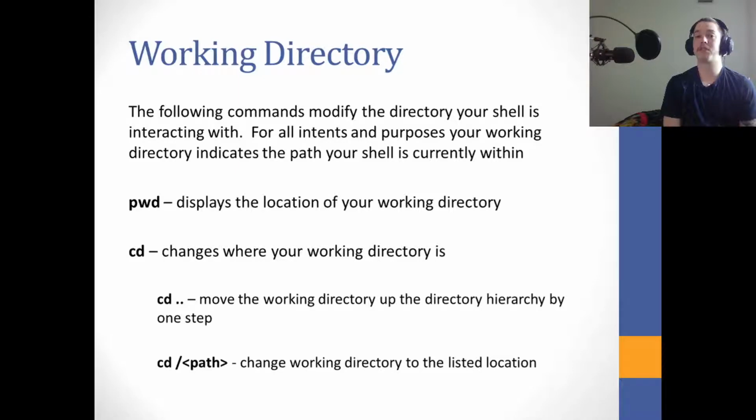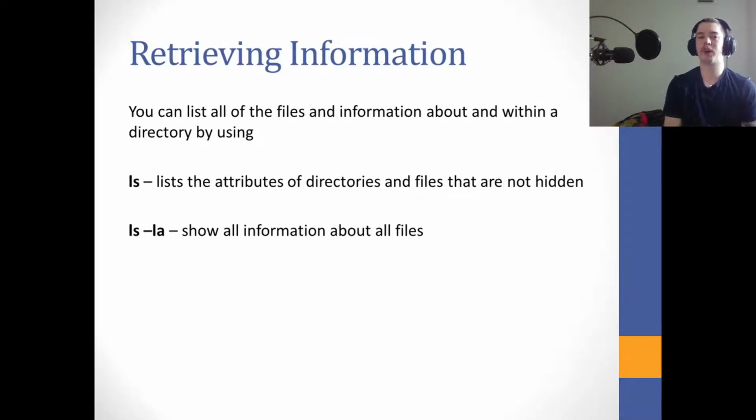And in the working directory, the following commands modify the directory your shell is interacting with. For all intents and purposes, your working directory indicates the path your shell is currently within. pwd displays the location of your working directory. It looks like it would say password, but it actually just displays the location of your working directory. cd changes where your working directory is. You can move around within the working directory, and now we can retrieve information as well by using ls to list all attributes of directory files that are not hidden, or ls -la, which is just a switch. Anytime you see a dash and a couple letters or a number, that's just a switch, and by switch I mean it's an option.